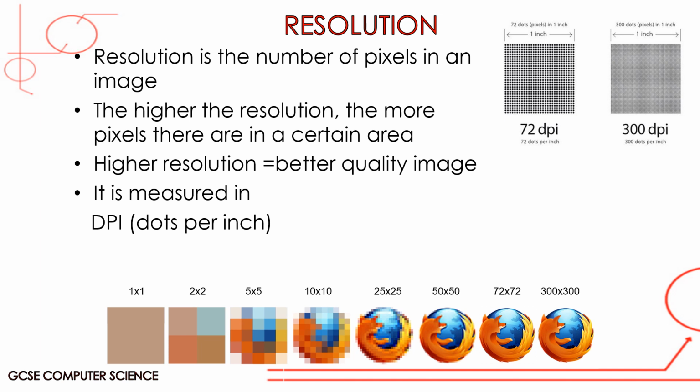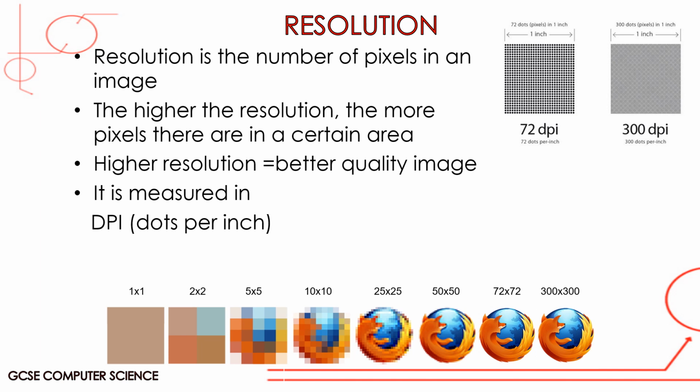Another thing that affects the quality of an image is the resolution. This is the number of pixels in an image. The higher you make the resolution, the more pixels there are in a certain area, which means there's a better quality image. This is usually measured in dots per inch. You can see across the bottom what happens in a small area of an image when you increase the resolution. The more pixels there are in a certain area, the better the quality is.